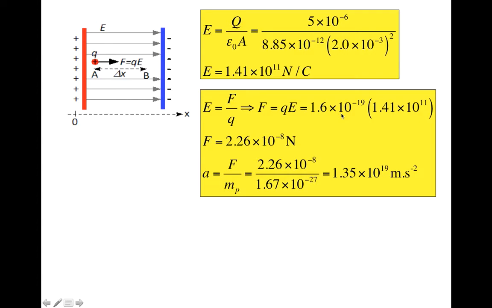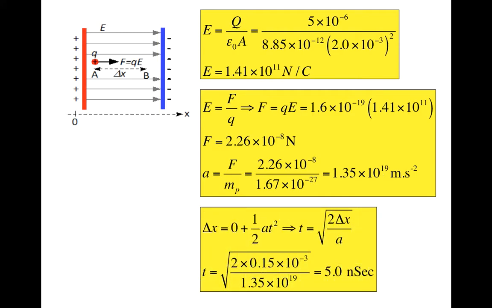The charge of this is a proton, so the charge of the proton is given, and the electric field is given. So from here you can calculate the force. And if you know the force, then you can calculate the acceleration from the fact that F is equal to ma. Therefore a will be simply F over the mass of the moving charge, which is the proton, and from there you can find the acceleration, which as you can see is very big.